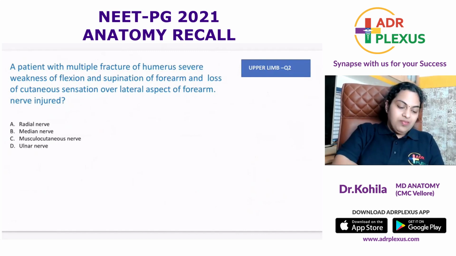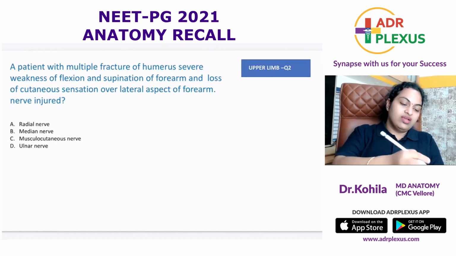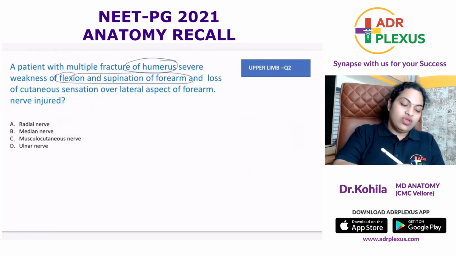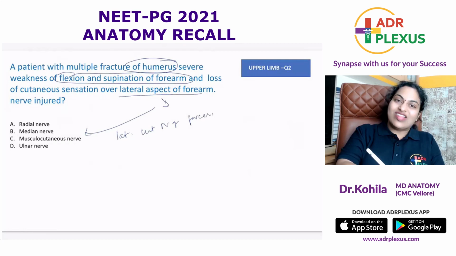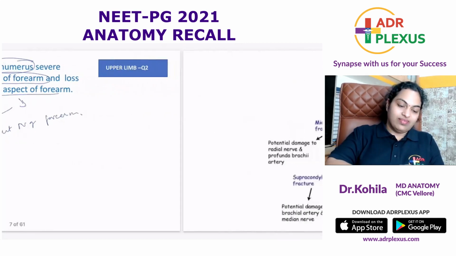Second question, upper limb. A patient with multiple fractures of the humerus, severe weakness of flexion and supination of the forearm, loss of cutaneous sensation of the lateral aspect of the forearm. So the main clue here is sensation lost over the lateral aspect of the forearm, which is supplied by the lateral cutaneous nerve of the forearm, the continuation or termination of the musculocutaneous nerve.